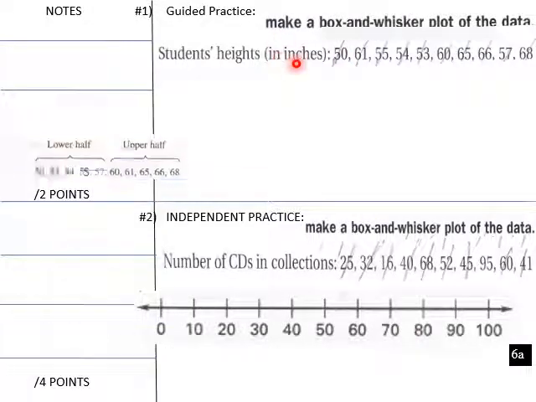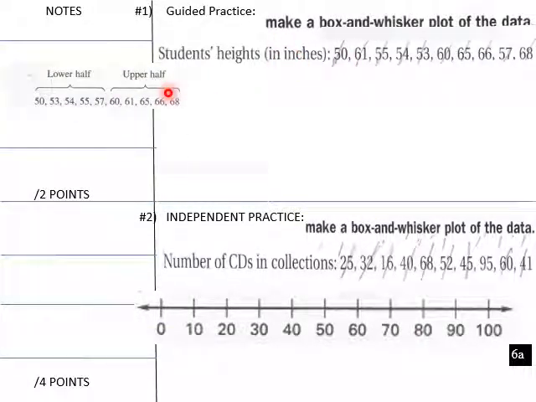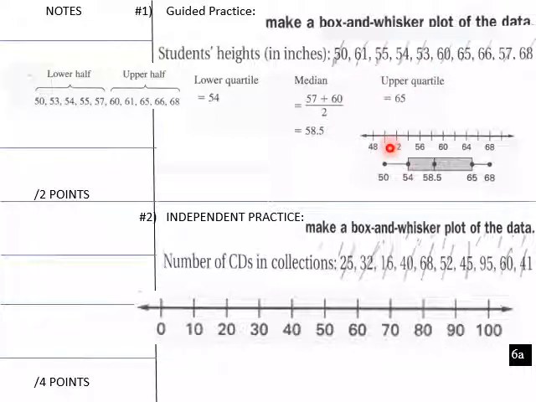Okay, so let's make a box and whisker of this. Here's our lower half, here's our upper half. Do we have a median here? Well, our median is 57 plus 60 over 2, which is 58.5. So our upper quartile is 65.